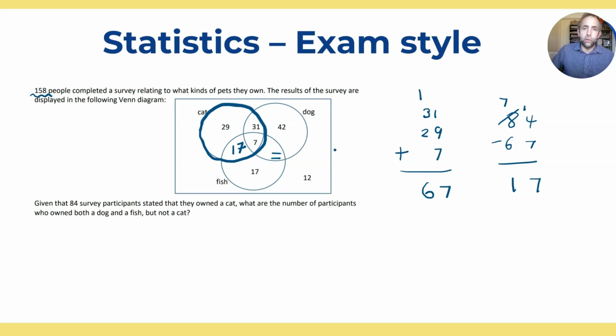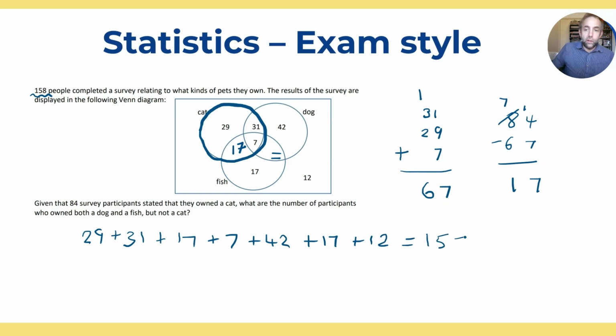So the next thing we're going to do is add up all of the numbers that we can see now. So we have 29, 31, 17, 7, 42, another 17 down here, and a 12. And this is something where I will definitely be using the calculator. When you total this on your calculator, you get 155. So at the moment, we have 155, but we are told there were 158 people who took the survey. So 158 take 155 is equal to 3. So this last bit here must be 3.